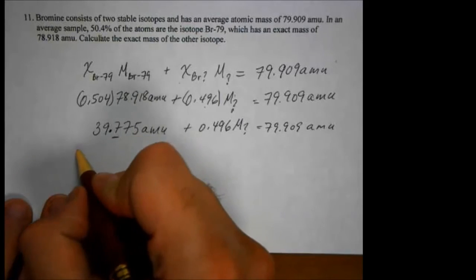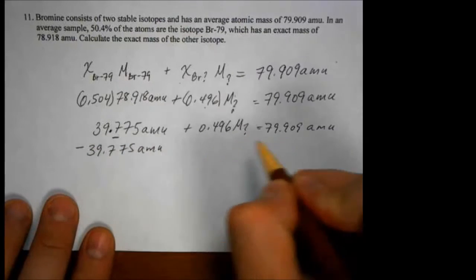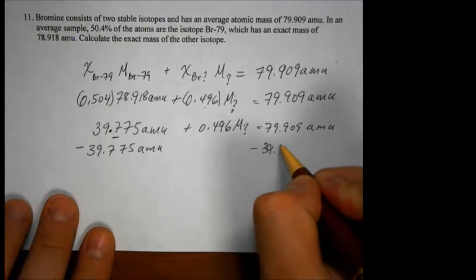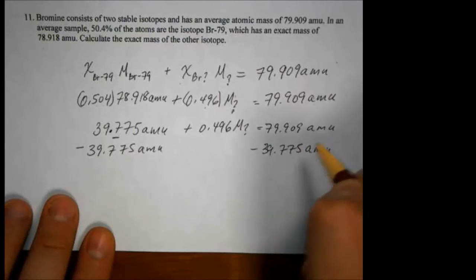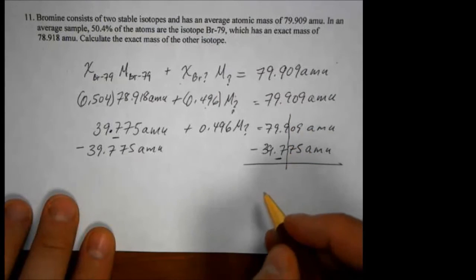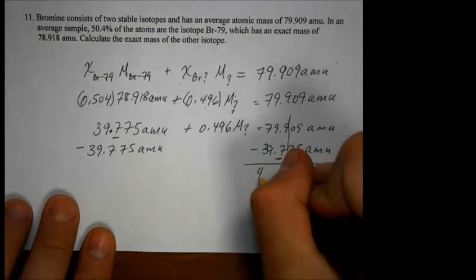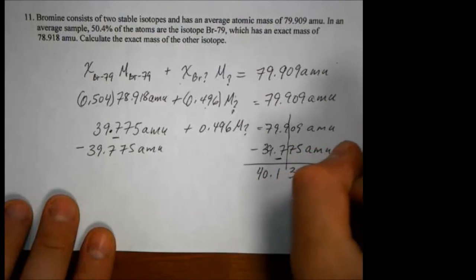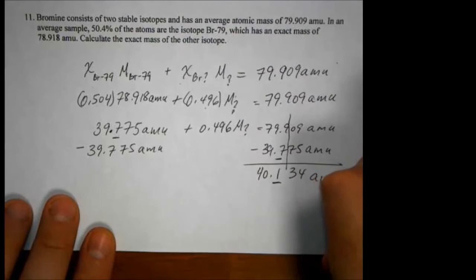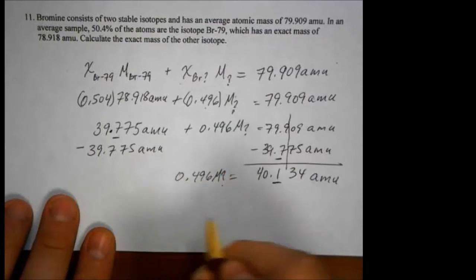So now we can do our subtraction. We're going to take 79.909 AMUs minus 39.775 AMUs. When we do our subtraction here, we're going to make sure that we get the correct number of significant figures. So 79.909 minus 39.775 is going to be 40.134. So here's my significant figures. And that's going to equal 0.496 times the mass that we want to know.